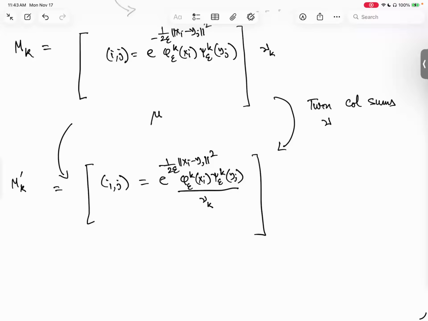So I have clearly, the row sum should be mu and the column sum should be nu k. Nu k, and this is mu. So I would divide by nu k of yj, and I would multiply by nu of yj. Good. This has turned my column sums to be nu and row sums to be something else, mu prime. Is this clear? Yeah. Very good.